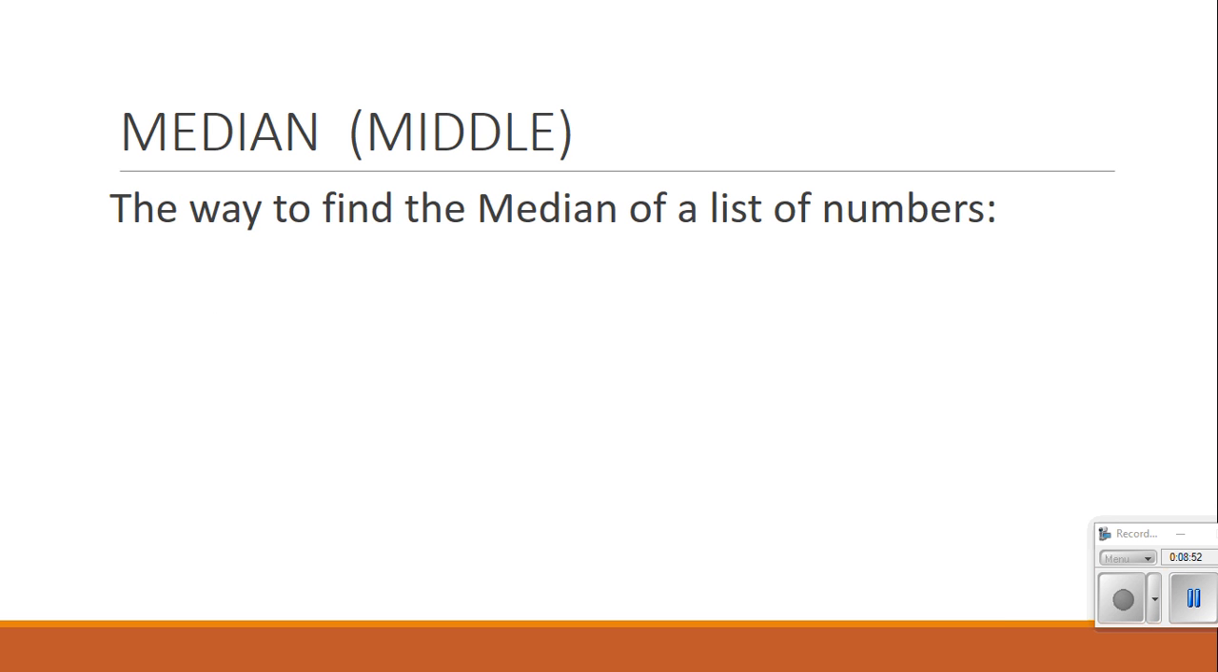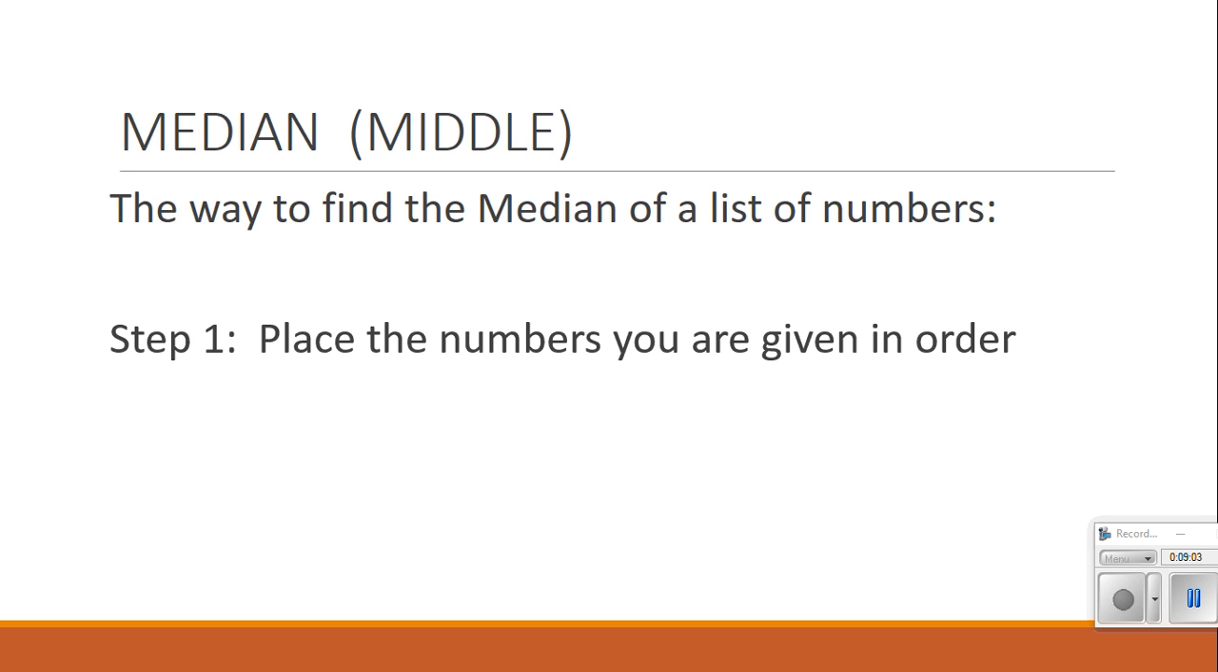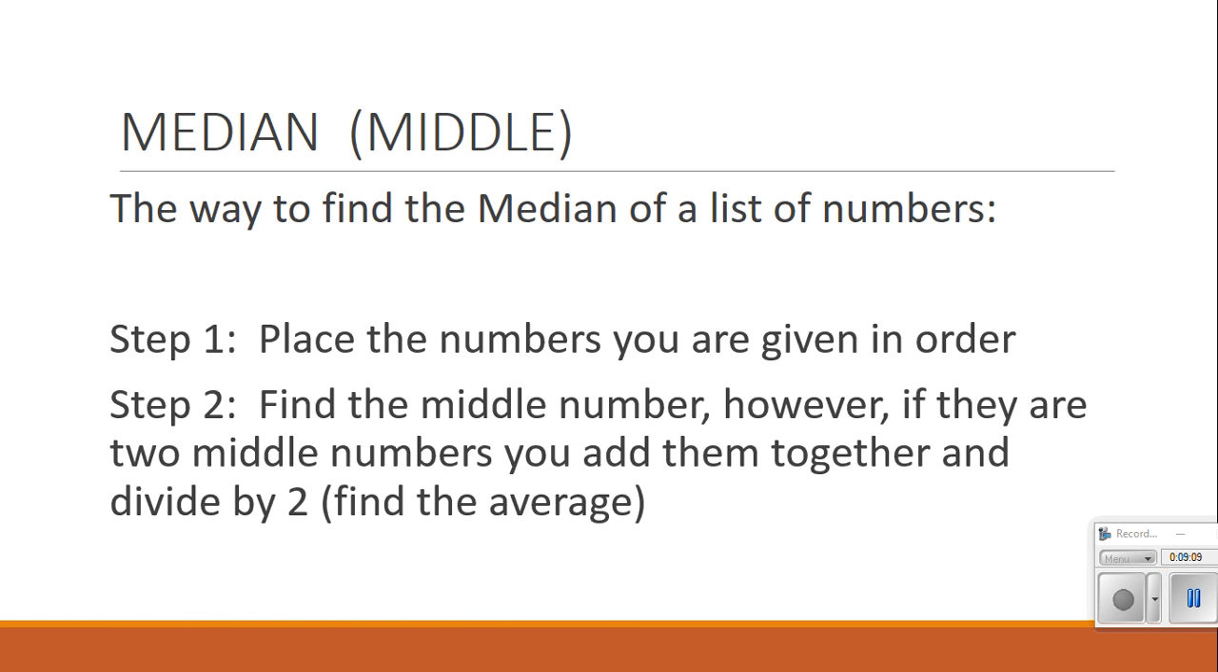Median is the middle. So if you're thinking about driving down the road, the median is that part in the middle. The way to find the median of a list of numbers is to place all the numbers you are given in exact order from lowest to highest, and then find the number in the middle. So I kind of go from outside in. I'll cancel out the outside 2 and then cancel out the next and next and next until I get the middle number.